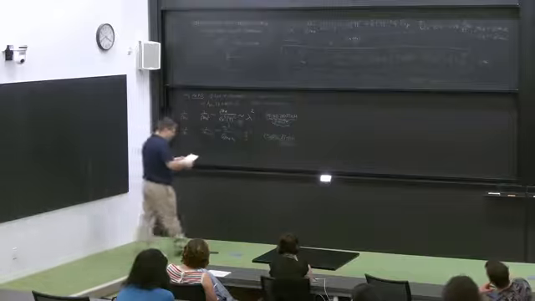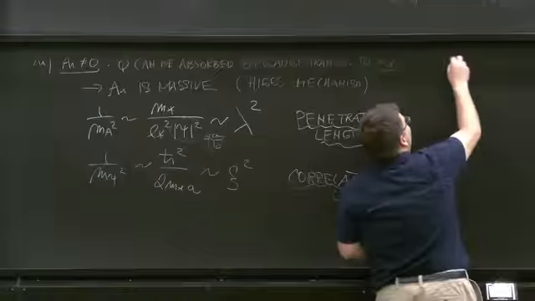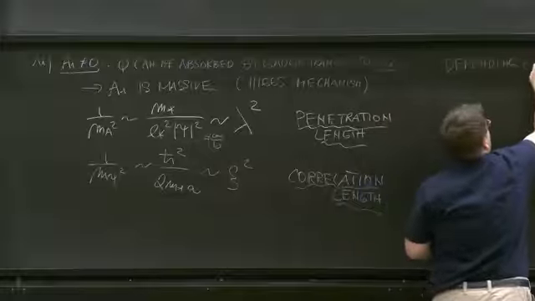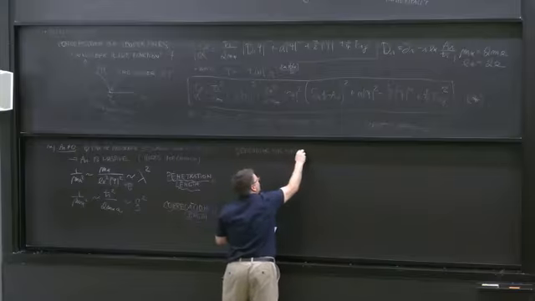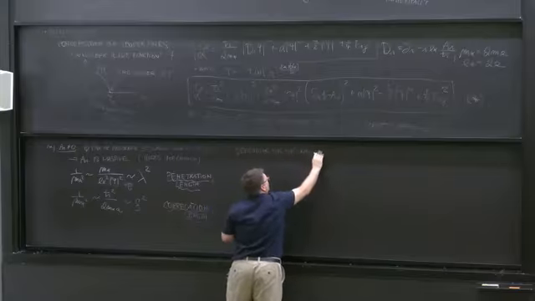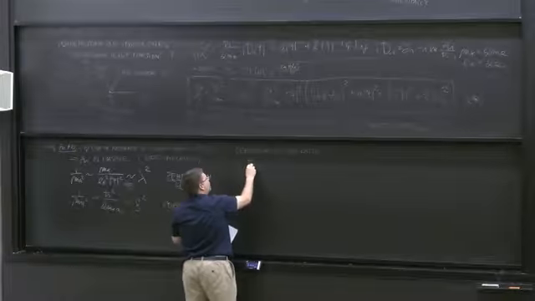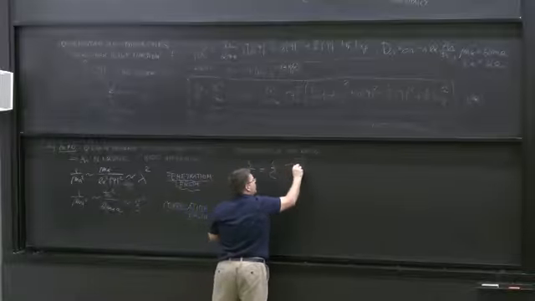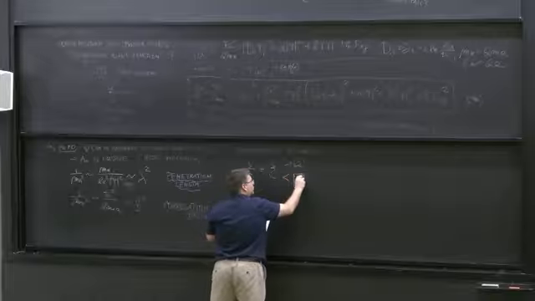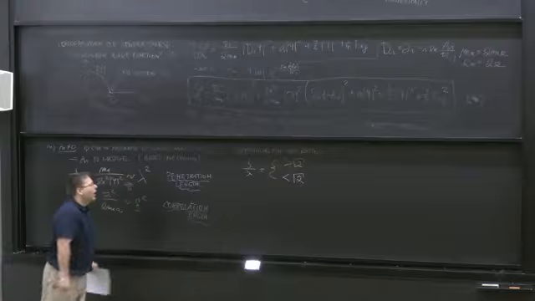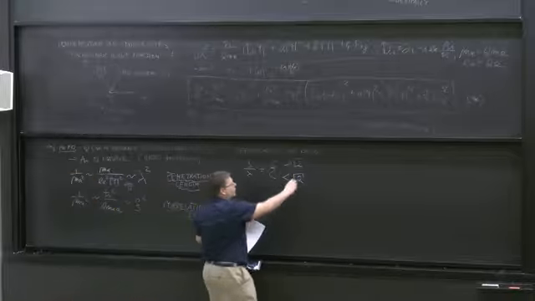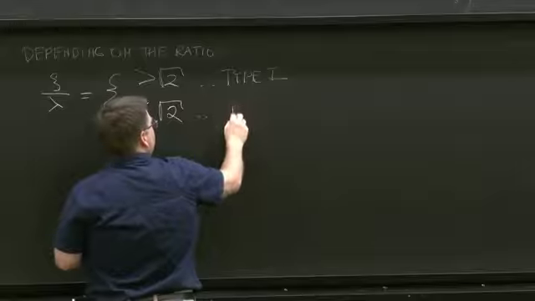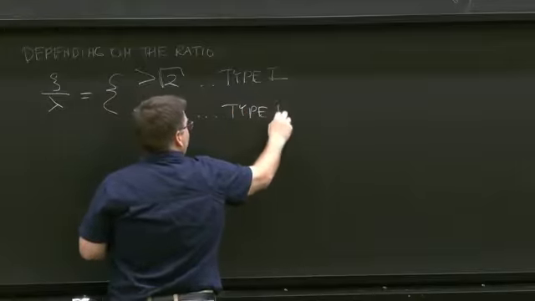So depending on the ratio of these two lengths, we can have psi over lambda, and it's either bigger than square root of 2 or it's smaller than square root of 2. I don't know why square root of 2. So anyway, this will be type 1, and this is a type 2 superconductor.